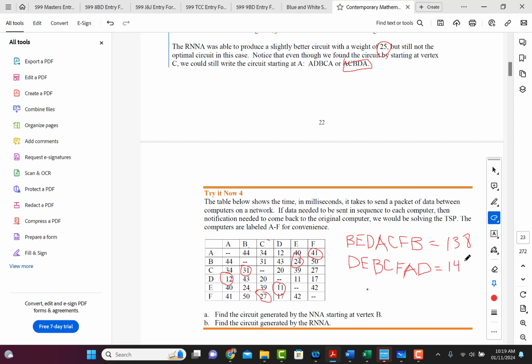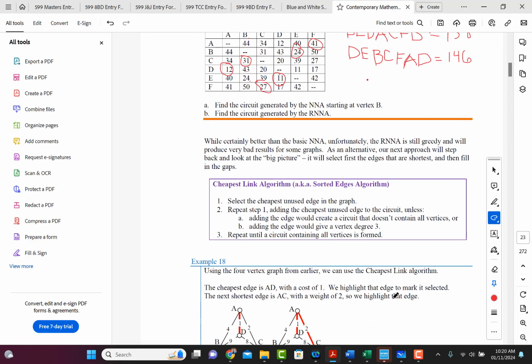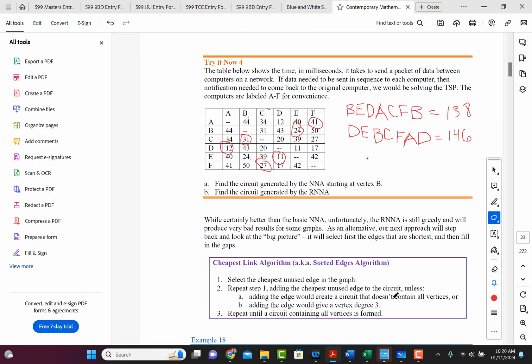Okay. So see what I'm doing here? Basically what we're going to do is the same thing, and we're going to try each one of the computers as a starting point and see which one gives us the best or optimal sequence. Now, while certainly better than the basic NNA, the nearest neighbor algorithm, unfortunately the repeated nearest neighbor algorithm is still greedy and will produce very bad results for some graphs.